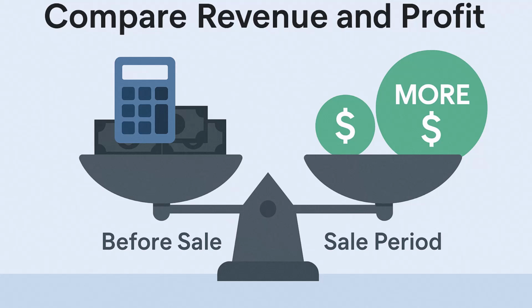Compare revenue and profit. It's easy to get excited about more clicks and orders, but compare net outcomes. Calculate the revenue you earned during the sale versus before and factor in the lower price. Did the extra volume offset the lower price point if you sold more units? With a good suggestion, you'll often find you made more money overall with the sale. If not, you can adjust the strategy.